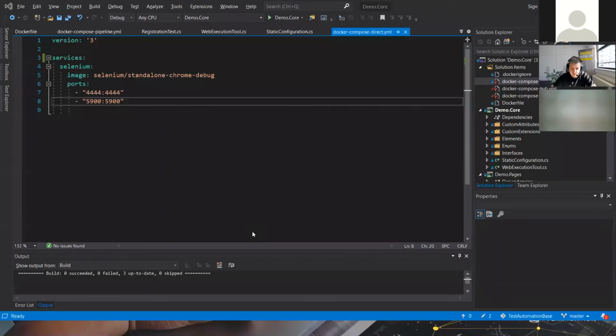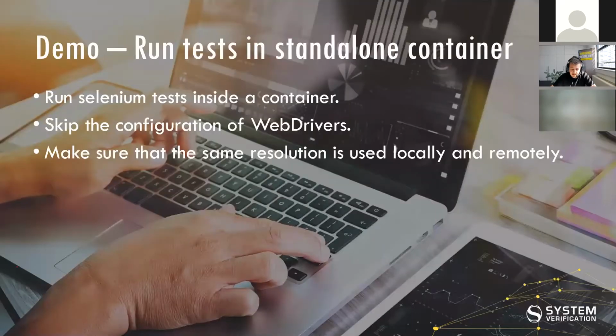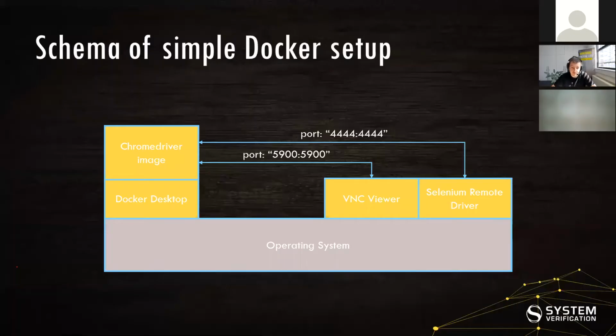So let us go back to the presentation and see how this actually looks. So we have an operating system. Underneath, we have Docker installed on our operating system, and inside of the Docker, we have the Chrome driver image, which exposes two ports, 4444, which we map to 4444 on the operating system, and 5900.